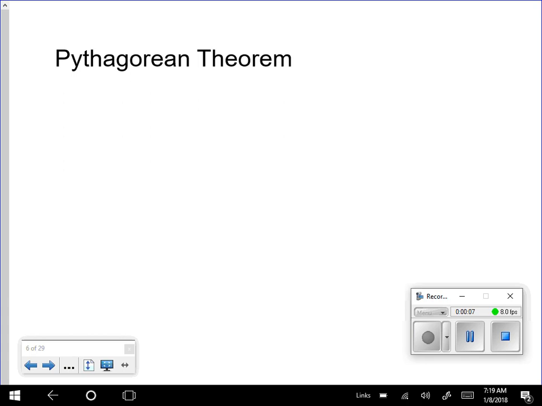We're going to be looking at the Pythagorean Theorem today. You may have heard of it, maybe not. Just depends on if you've maybe worked with this or not. This theorem goes back quite a ways.